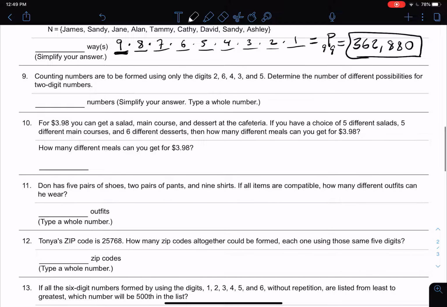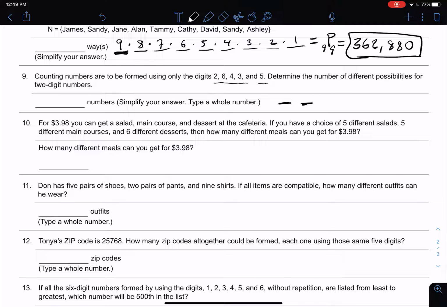Next, counting numbers are to be formed using only digits 2, 6, 4, 3, and 5. Determine the number of different possibilities for 2-digit numbers. Okay, so we're talking about just 2-digit numbers. There's the first digit, there's the second digit. Counting numbers are formed using only these digits.